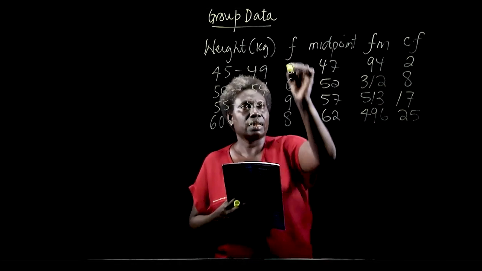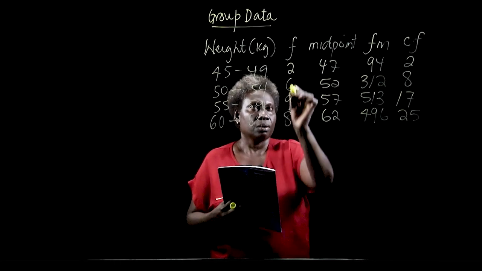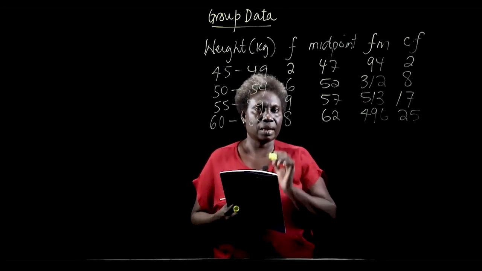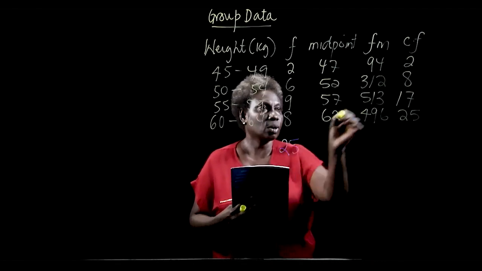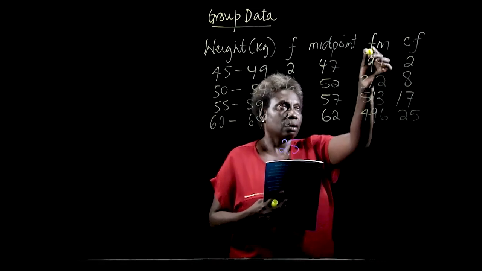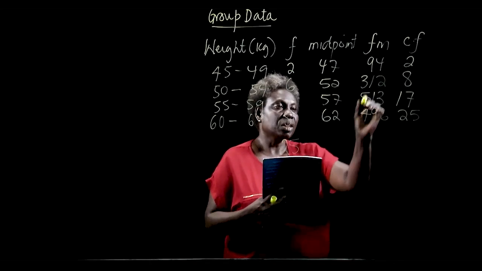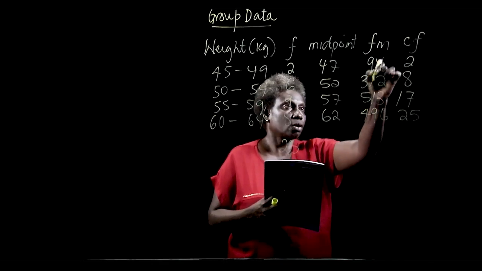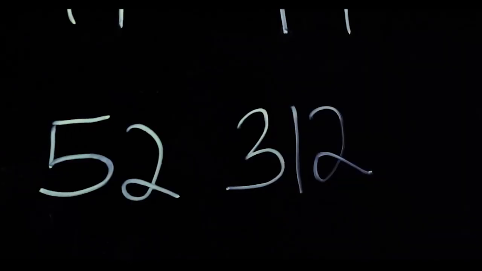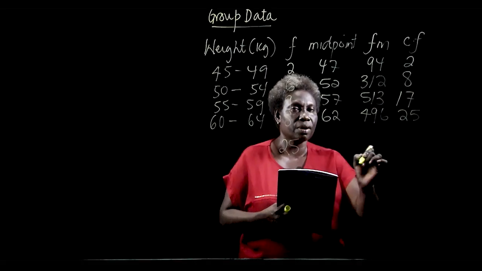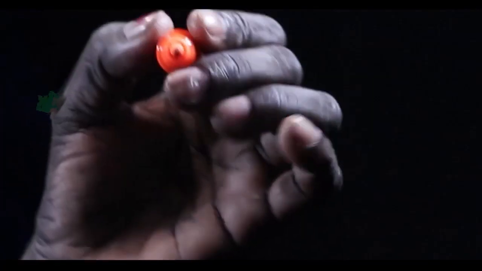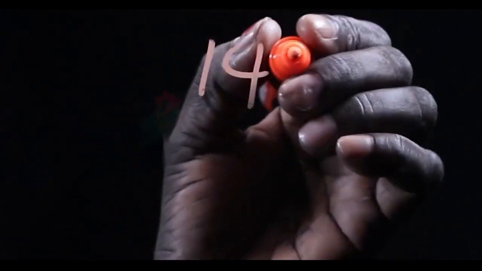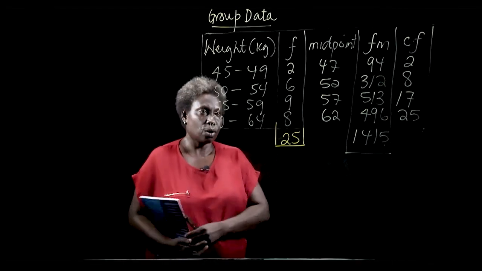Then we add the frequencies. 2 plus 6 plus 9 plus 8 gives us 25. And then we also add the frequency times midpoint. The total of that, 94 plus 312 plus 513 plus 496, gives us 1,415. What are we going to do next from this table?